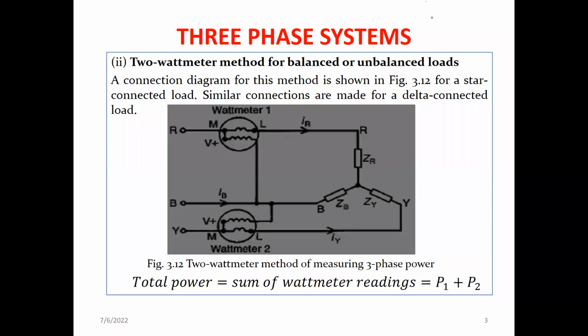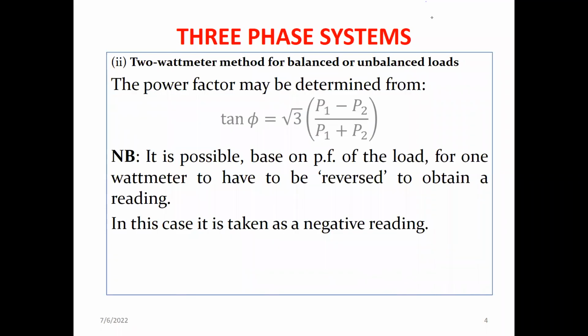Moving on to our next method, you can also use tan phi. Tan phi is equal to the square root of 3 times (P1 minus P2) divided by (P1 plus P2).